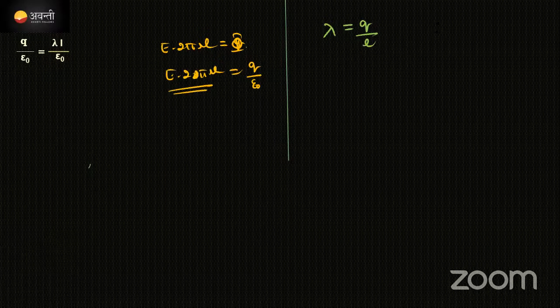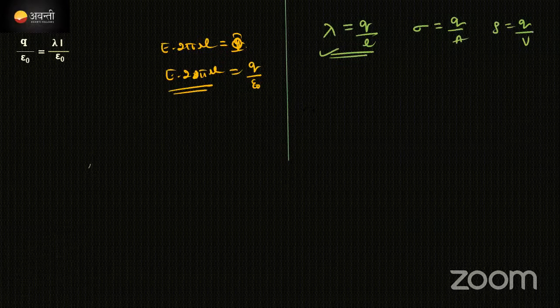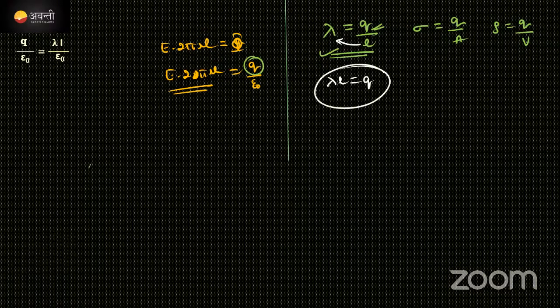I told you that surface charge density is charge per unit area, and for volume it is rho, charge per unit volume. But here it is a length, so that's why we need to take this value. Clear? Now in place of Q, we take L to the left-hand side, then lambda into L will be equal to Q. Substitute this value in this equation.